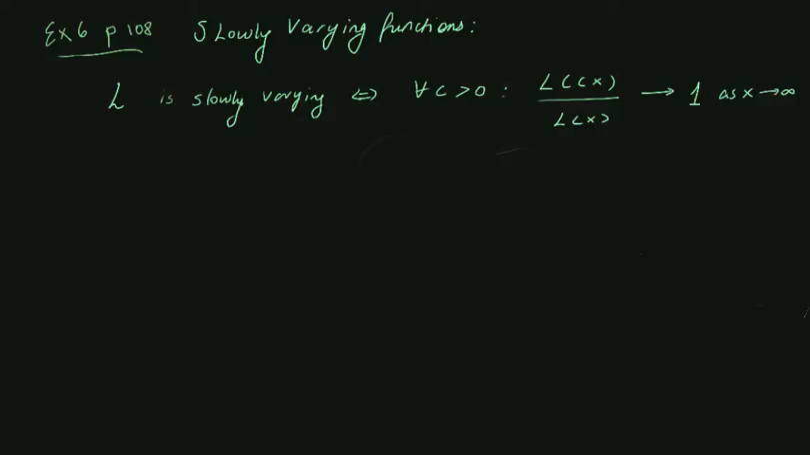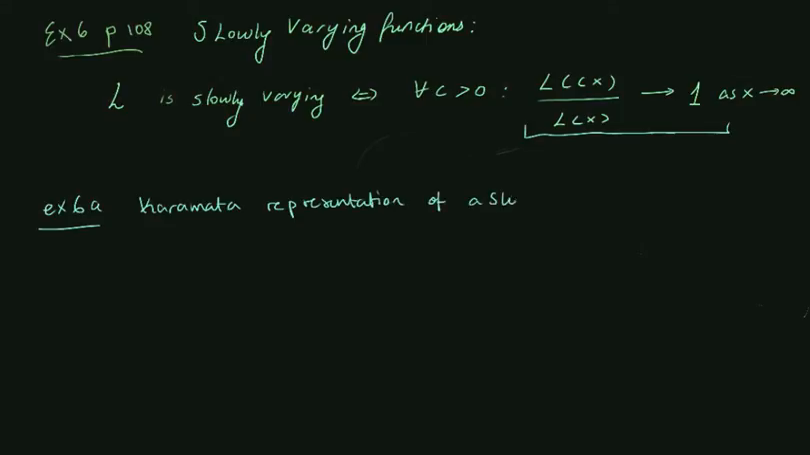So in exercise 6a, what we are going to do is this. We're going to say the slowly varying function definition we have is not that descriptive. We cannot really use this definition to prove the statements that we like to prove about slowly varying functions. So in 6a, we will write up what we call the Karamata representation of a slowly varying function L.